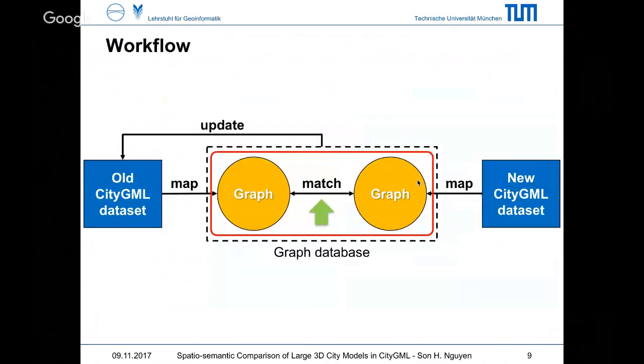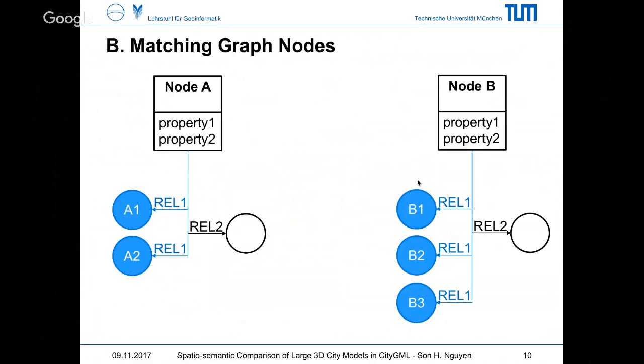So the second step is to match the mapped graphs. These graphs consist of nodes and relationships. So matching graphs reduces to matching their nodes and relationships.